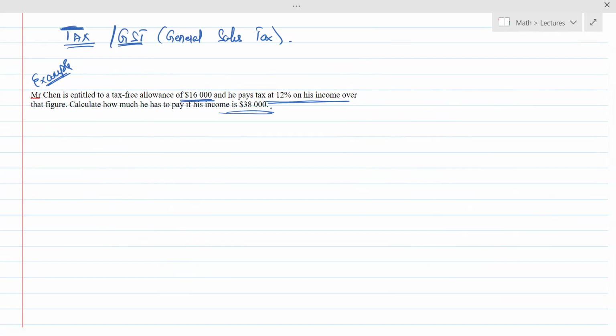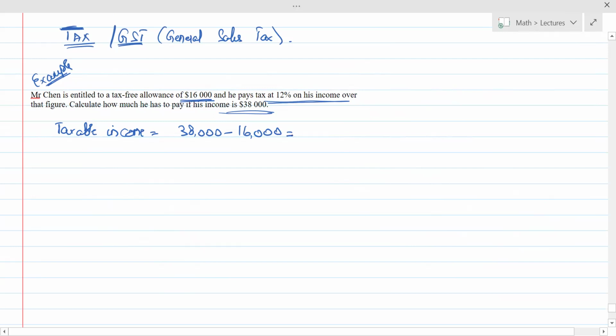So first we need to find the taxable income. Taxable income would be 38,000 minus 16,000, that comes out to be $22,000. So we have the taxable income as $22,000. And we have to find how much tax he has to pay if his income is $38,000.